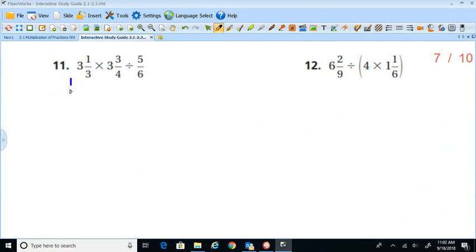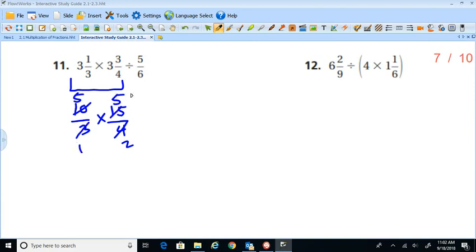Left to right, because it's multiplication and then division, so I got to go left to right. 3 1/3 times 3 3/4. First step, change them to improper fractions. That becomes 10/3. This one becomes 15/4. I'm multiplying, so I don't do anything with the reciprocal. I cross simplify, divide by 2, divide by 2, divide by 3, divide by 3.